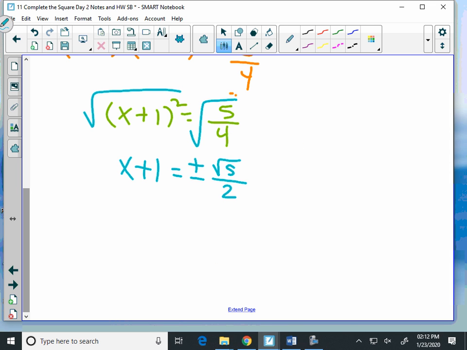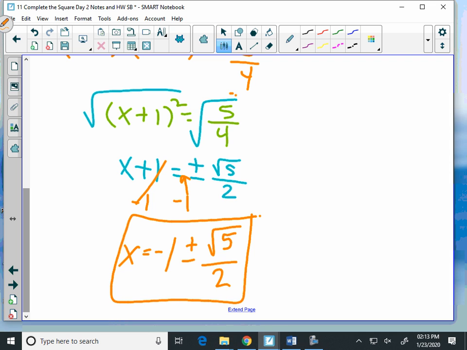Can we simplify radical 5? No, it's our number. So then our final step, what do we need to do with the 1? Move it over. It goes right in front of that plus or minus sign. There's our answer. Questions over there?